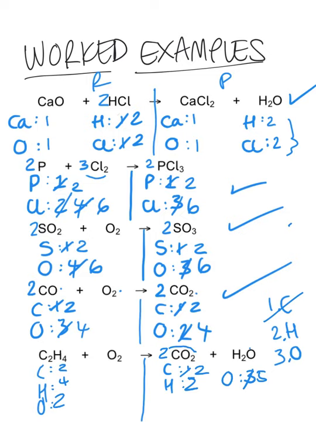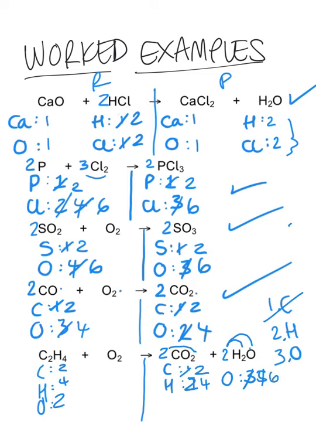So for hydrogen, you've got 4 on the left-hand side. You need 4 on the right-hand side. The only way you can get 4 is by putting a 2 here. 2 times 2 gives you 4 hydrogen. And now you total up all of your oxygens. You've got 2 times 2, 4, plus the 2 here, 6.